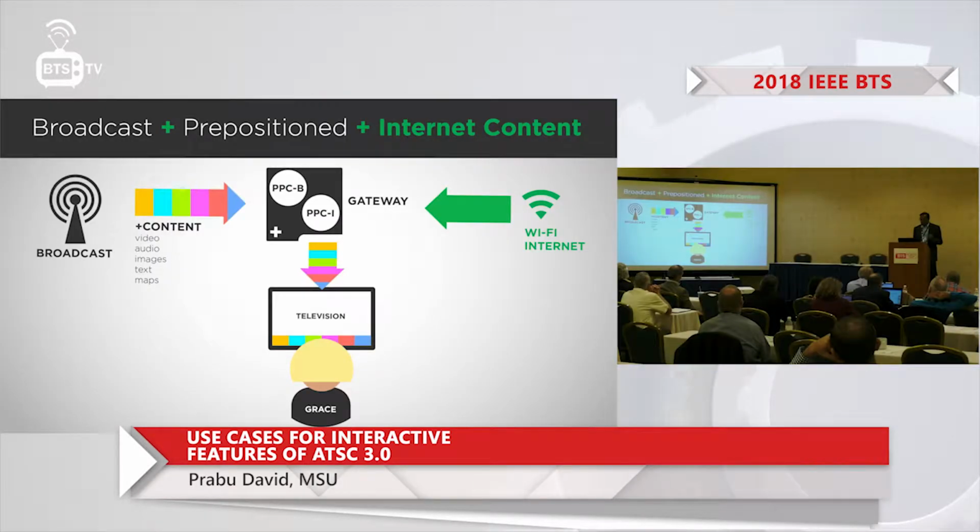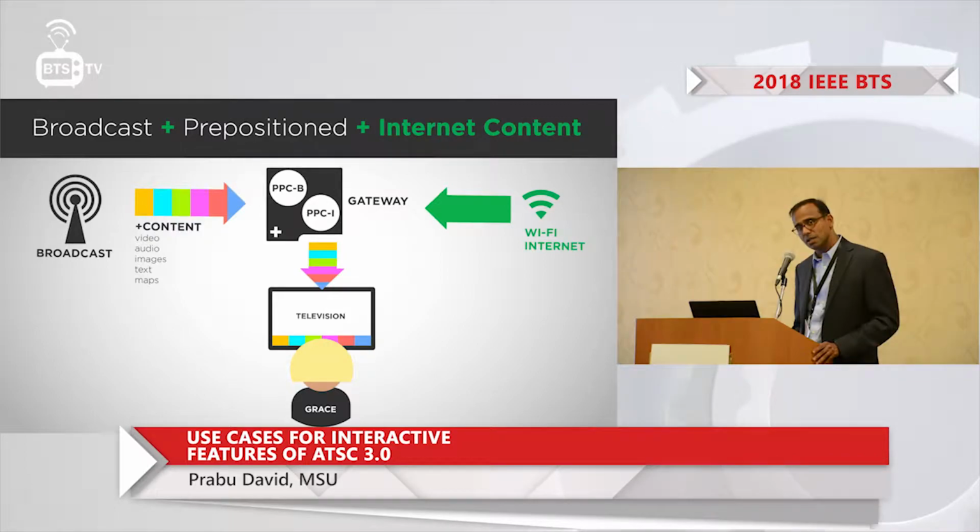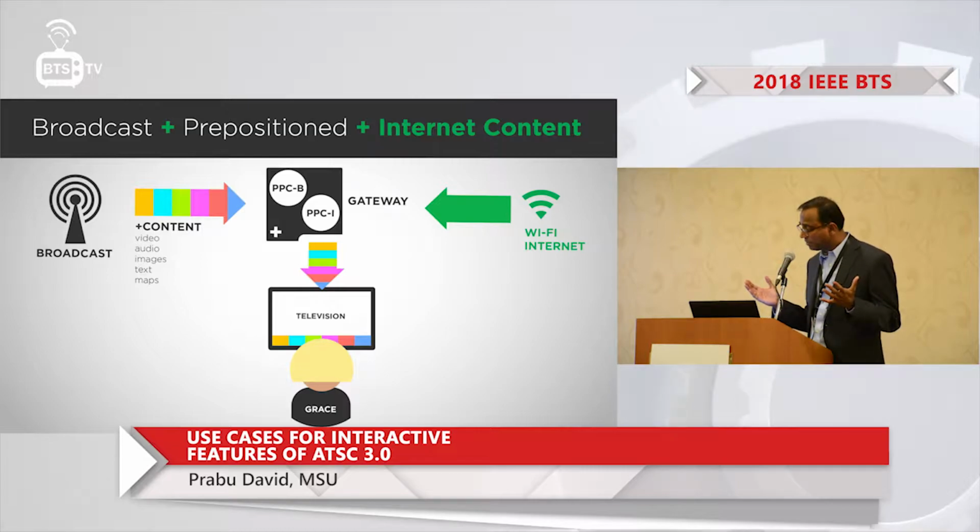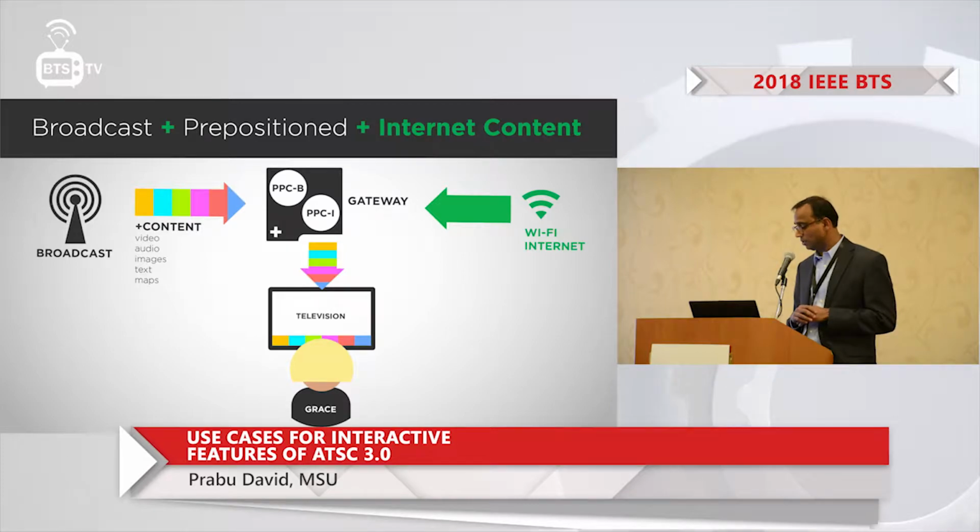The next one is now a household that has internet. Now all of a sudden the preposition content, there is an infinite amount of possibilities. You have preposition content from broadcasting, and you also have preposition content from the internet. And this is sort of the ultimate scenario that everyone's counting on to create very rich content with limitless possibilities.